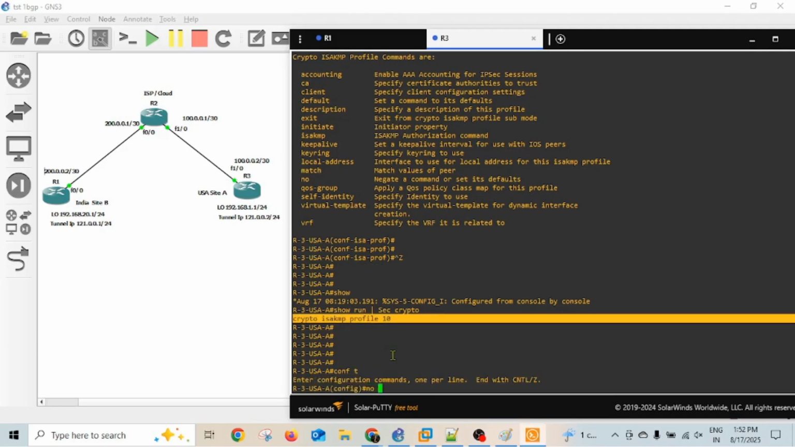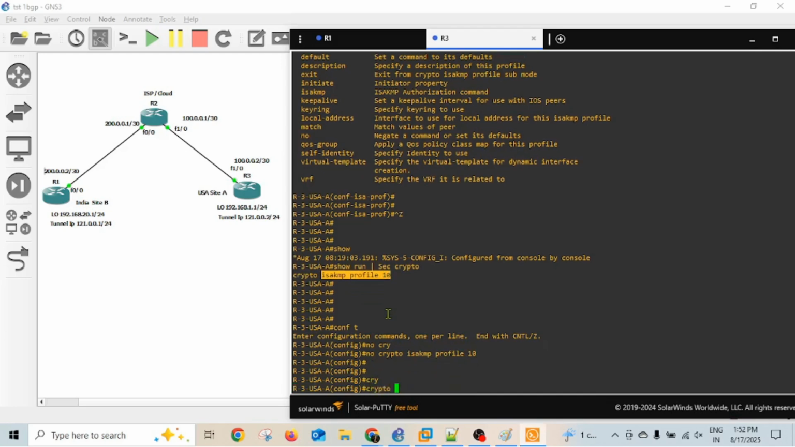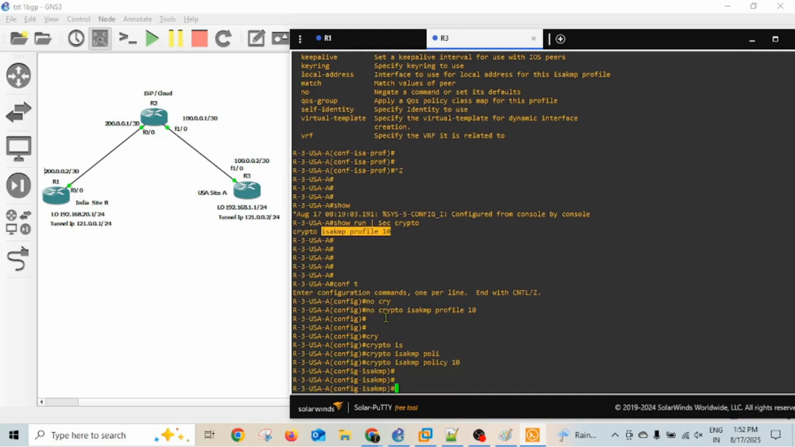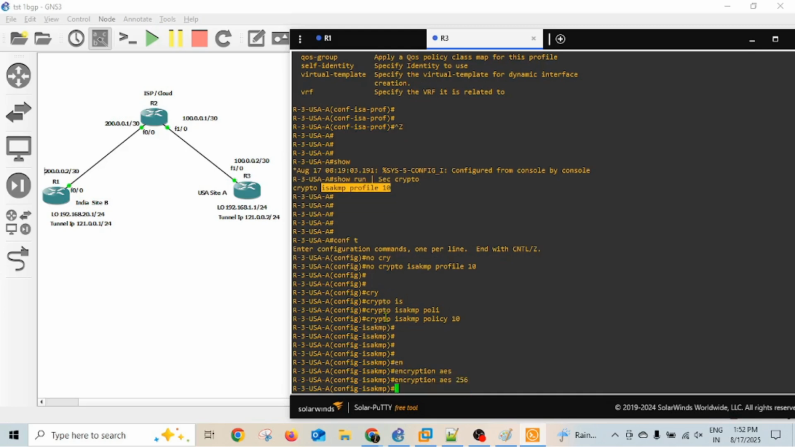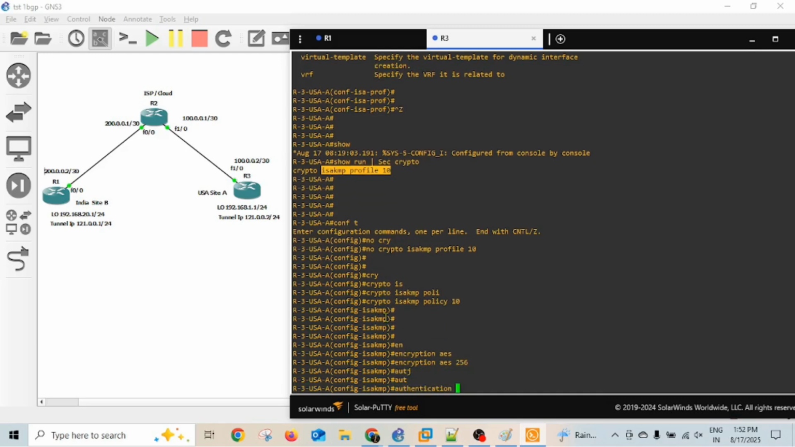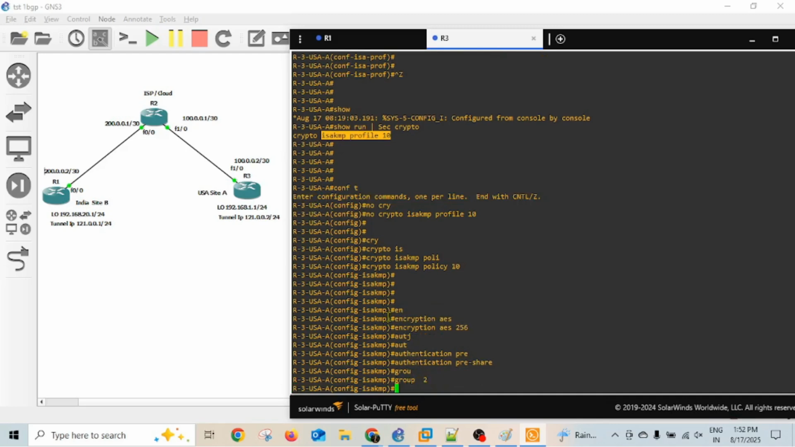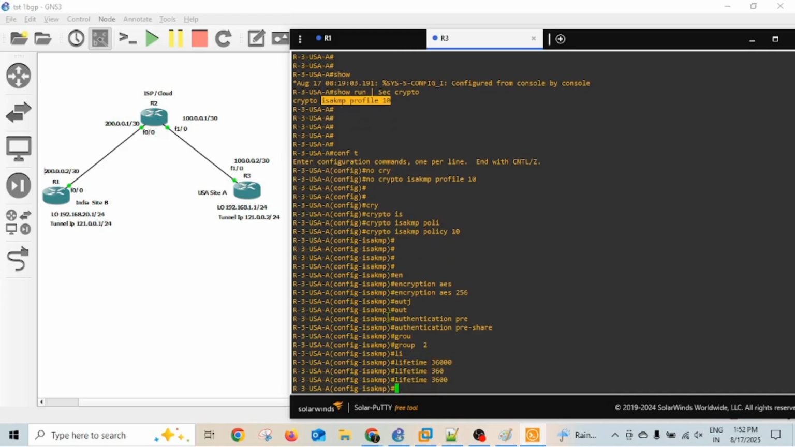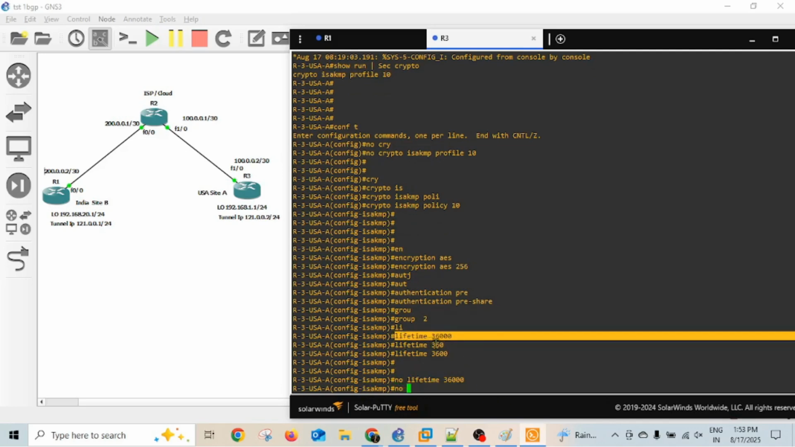So no crypto ISAKMP policy 10. Then encryption AES 256 and authentication pre-share, and we define the group, we have 2, and the lifetime we set 300. And here also this will be no.